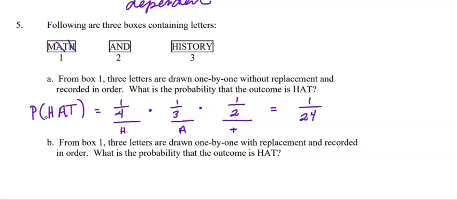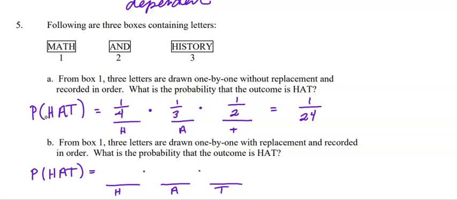The next question, from box 1, 3 letters are drawn one by one with replacement and recorded in order. What is the probability that the outcome is hat? So the probability of getting an H and then an A and then a T is equal to, and again I'm going to draw 3 blanks just to give us a visual. I want the probability of an H, then an A, then a T, and I will multiply the 3 of those together.